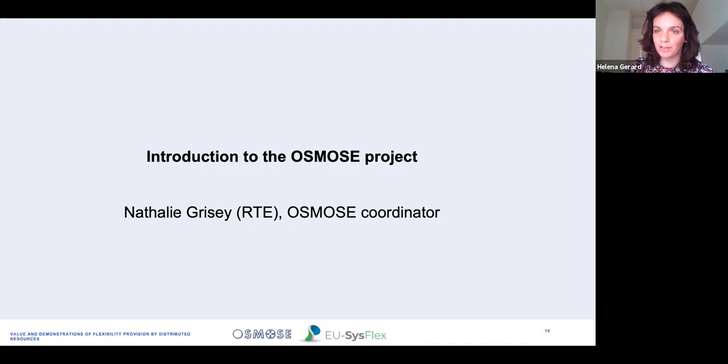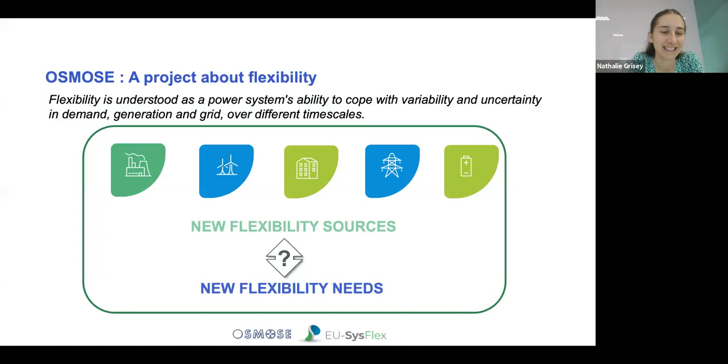Thank you, Helena, and good morning, everyone. So next slide, please. The OSMOSE project is a project about flexibility. There are many possible definitions of flexibility, and ours in the project is this one: the power system's ability to cope with variability and uncertainty in demand, generation, and grid over different timescales.